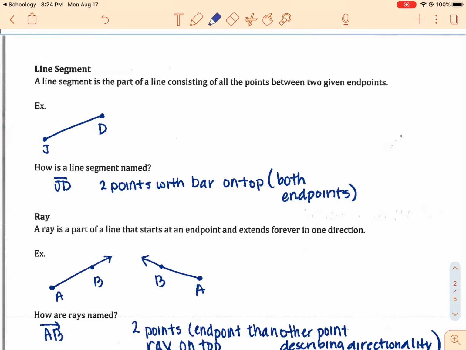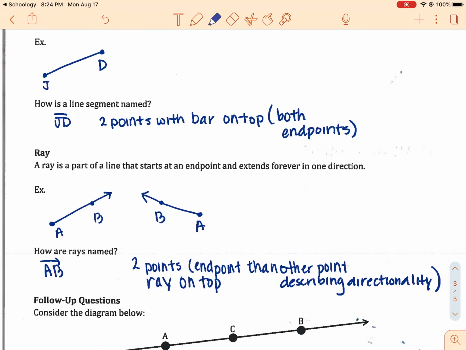Think back, what is a ray? A ray is a part of a line that starts at an endpoint and then extends forever in one direction. And that direction doesn't matter. So our examples here, we have an AB that extends all the way to the right, and then we have an AB that extends all the way to the left. But both of those are actually named the same because the endpoint is A in both of those. So we name them AB with a ray on top of it, and it's always going to be the capital letters.